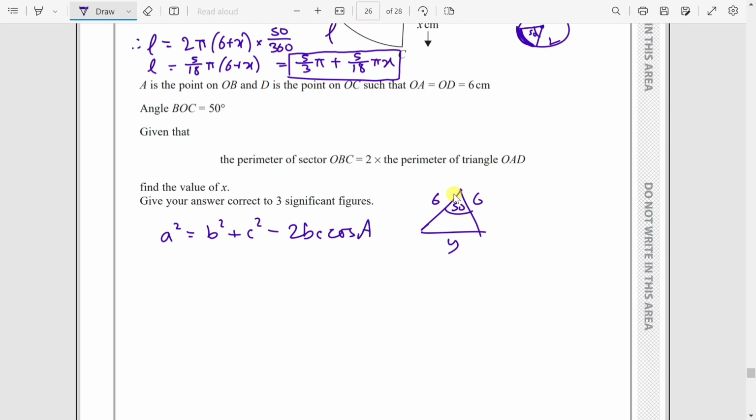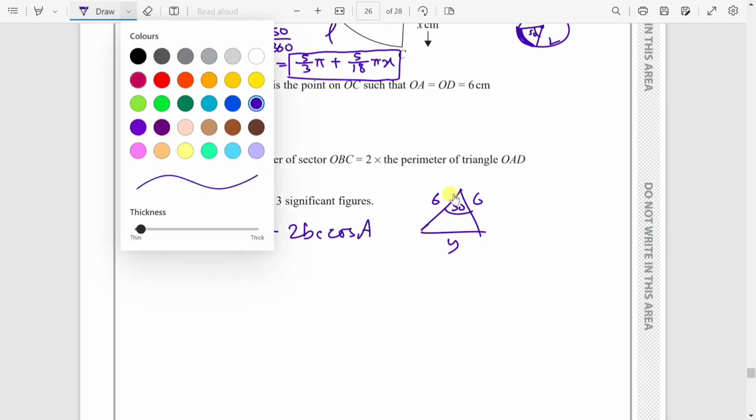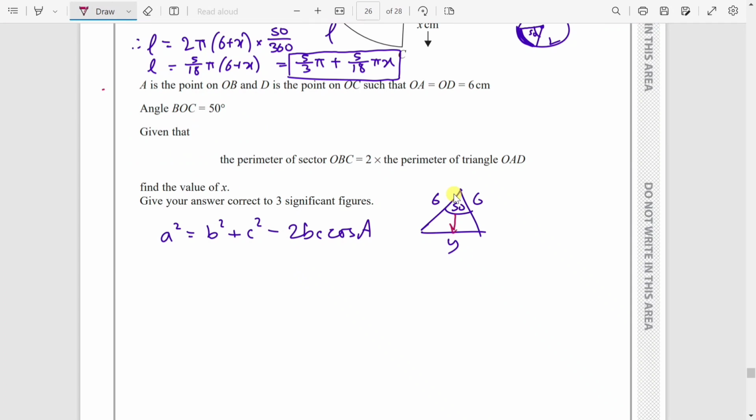To identify what a, b and c are, always start with the angle, because that's the most important part, and draw a line opposite it. That means the 50 is the capital A, and y is the little a. So y squared equals 6 squared plus 6 squared minus 2 times 6 times 6 cos 50. Now you can put that in your calculator: 6 squared plus 6 squared minus 2 times 6 cos 50.